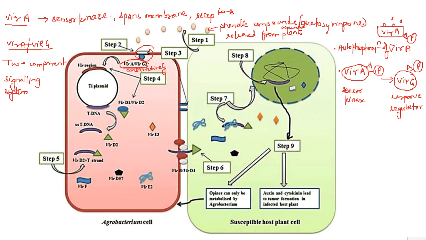Now when this vir-G gene is phosphorylated, it is activated, and the activated vir-G acts as a transcription factor. What is it going to do? Its protein product is a transcription factor, and this transcription factor is the activator of other vir genes.